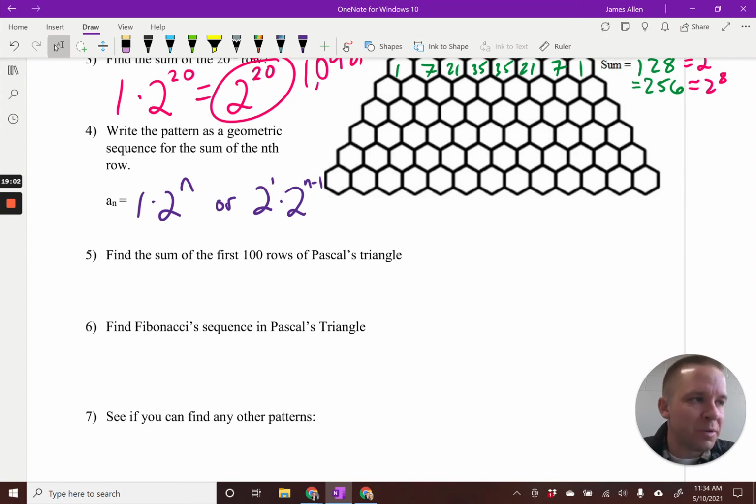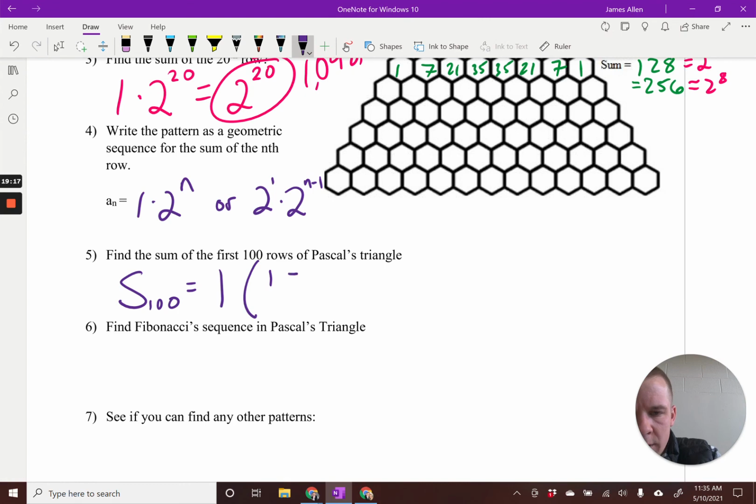Find the sum of the first 100 rows. Okay. So let's see here. I'm going to go with my formula. Let's say we got the sum of the first 100. Well, my first term is 1, times 1 minus 2 to the 100th, since our rows start with 0, over 1 minus 2.